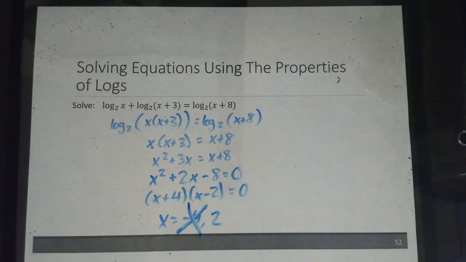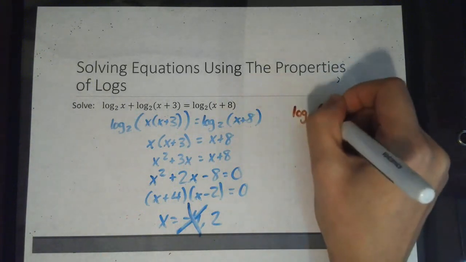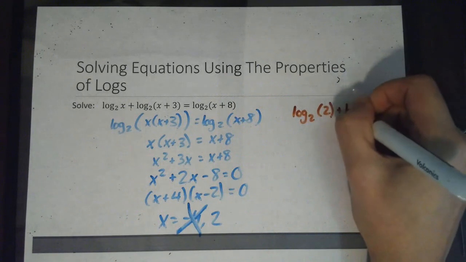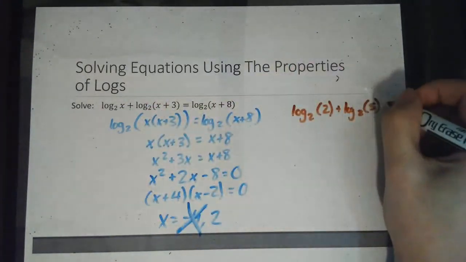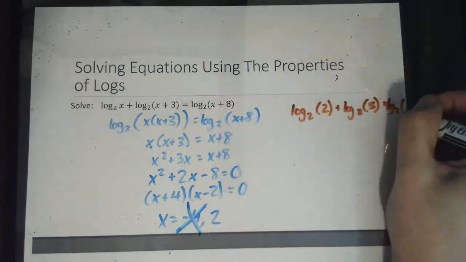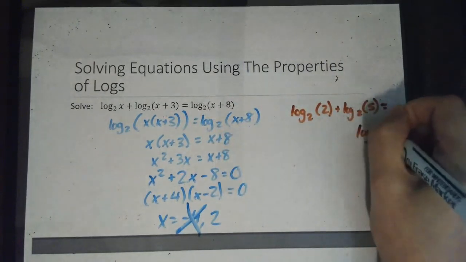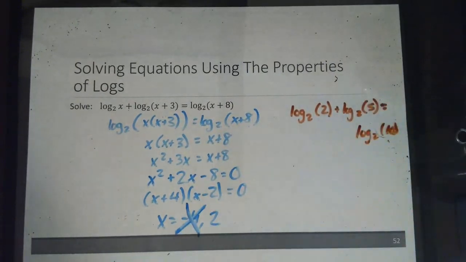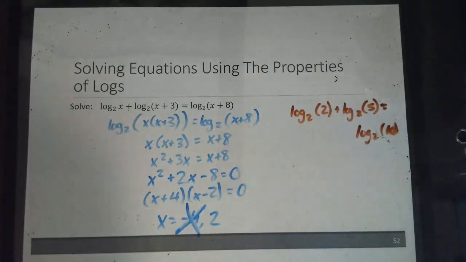But let's check it just to be sure. So I'm looking at log base 2 of 2 plus log base 2 of (2 plus 3), which is 5, is hopefully equal to log base 2 of (2 plus 8), which is 10. And we know by our logarithm rules that because these two are added together, I can multiply their arguments. Log base 2 of 10 equals log base 2 of 10. We're good to go.